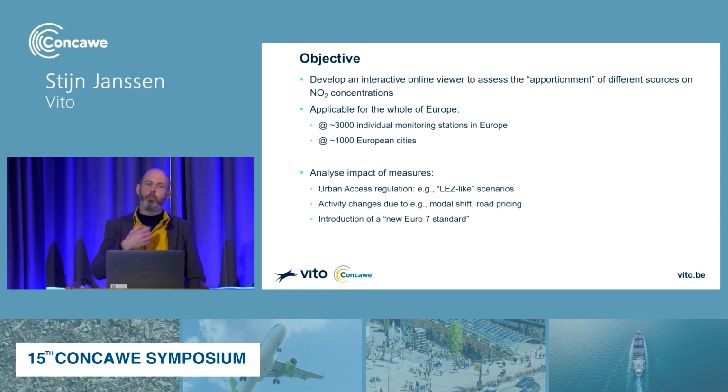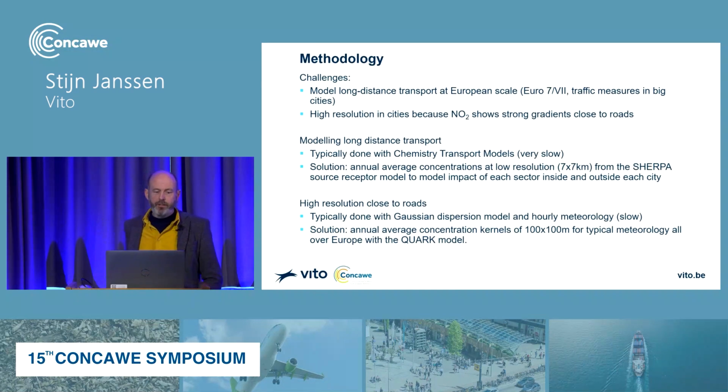Apart from the source apportionment itself, the viewer was also designed to offer an analysis of the impact of certain measures. For example, what is the impact of an urban access regulation like low emission zones? What is the impact of changes in activity levels, for example if you have a modal shift or if road pricing is implemented in a certain area? And also, upon a specific request, which was relevant during the last couple of months, the introduction of the new Euro 7 standard and how that impacts NO2 levels over Europe. So those were the objectives.